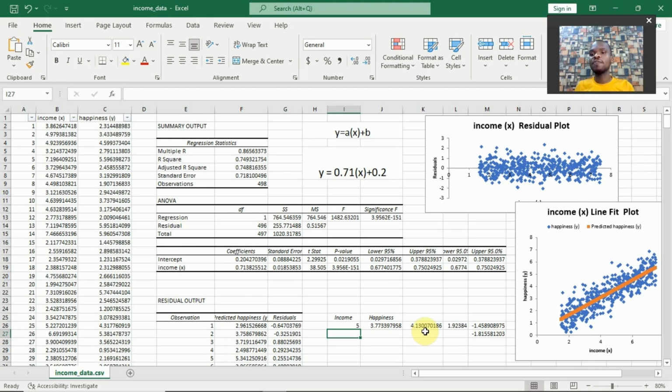We also have that the upper bound of our prediction, the upper bound of our confidence level, is saying that at most, his happiness index is going to be 4.1. At least his happiness index is going to be 1.9.